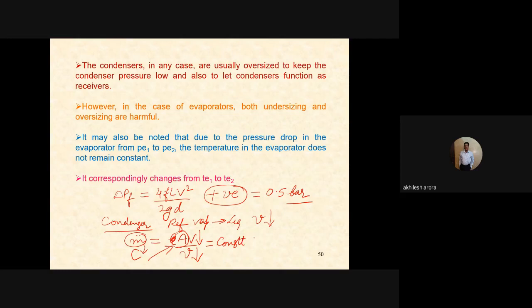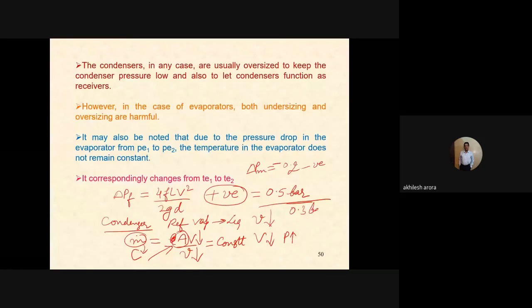When the velocity goes down, it is acting as a diffuser, so the pressure will increase. So the second pressure drop is negative actually. Delta P due to momentum is negative. It could be, let us say, minus 0.2 bar. So what is the total addition? Total pressure drop is now 0.3 bar.